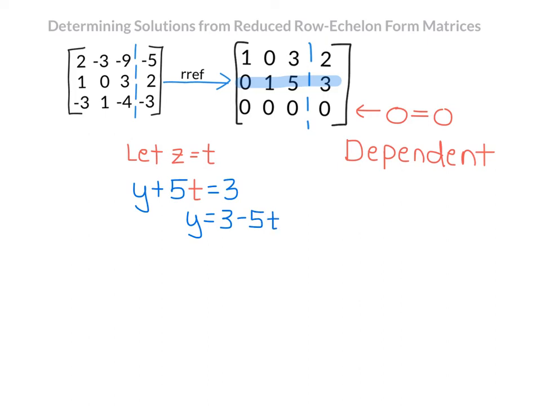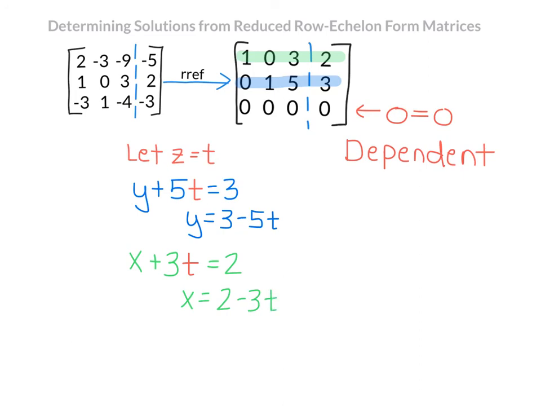Lastly, I need to solve for x in terms of t as well. So let's go ahead and go up to our top row. This top row is telling us that 1x plus 3z, again, just a reminder that z is equivalent to t in this case, is equal to 2. Just like with y, we can solve for x then in terms of this parameter t. So x is equal to 2 minus 3t.